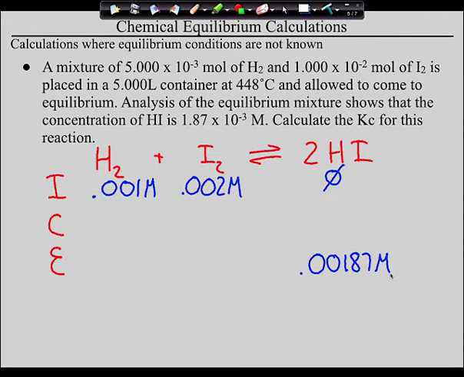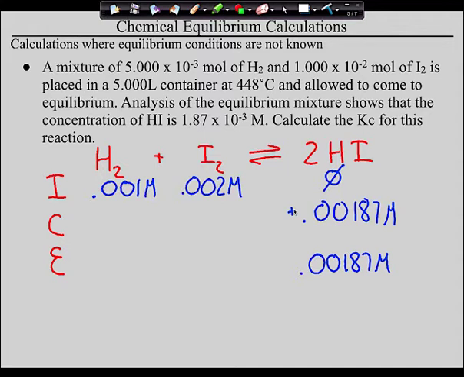So, and Micah, I think, was the first to mention it. We know that the hydrogen iodide started at zero. We know at equilibrium it went up to this. We therefore then know the change. You get it? It went up by however much is present because it started at zero. So the change here then is 0.00187 moles, and that is positive because this went up.